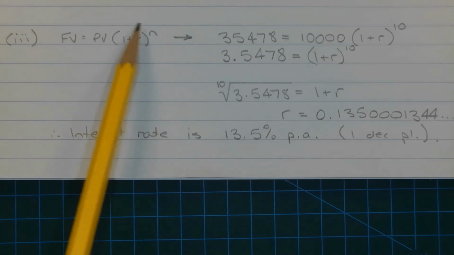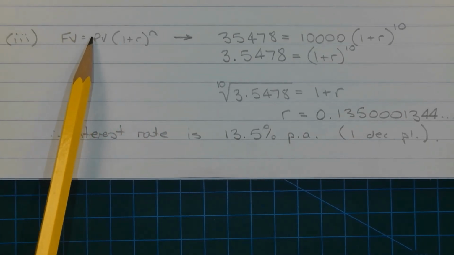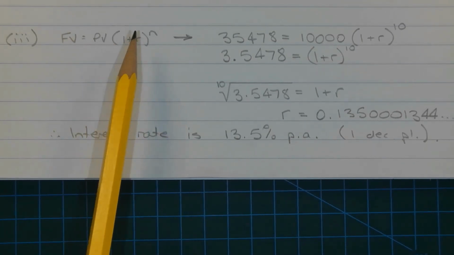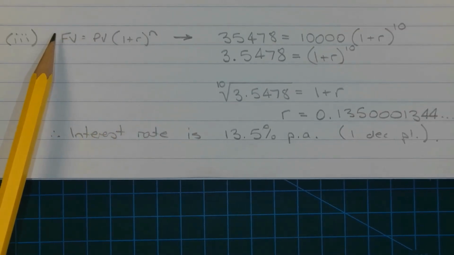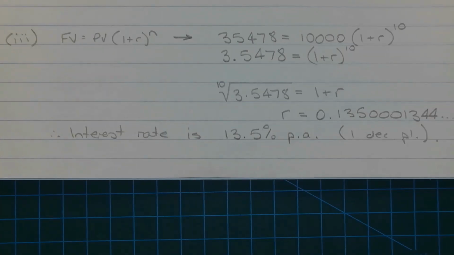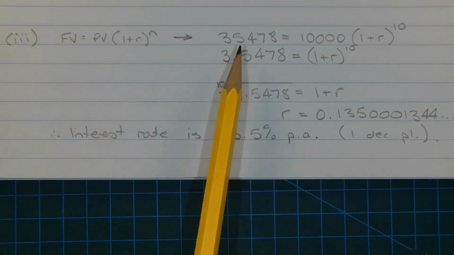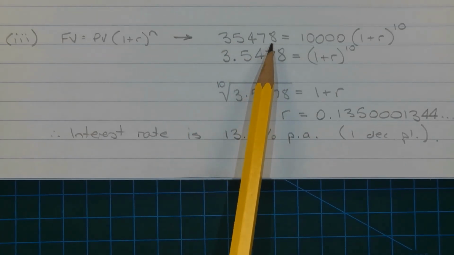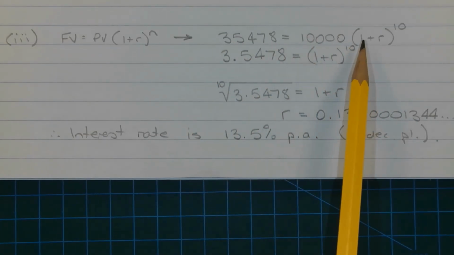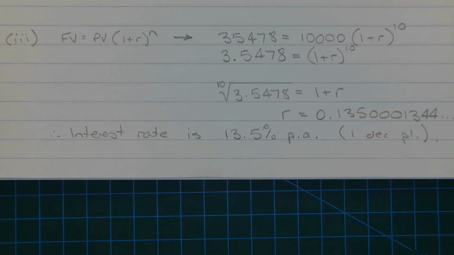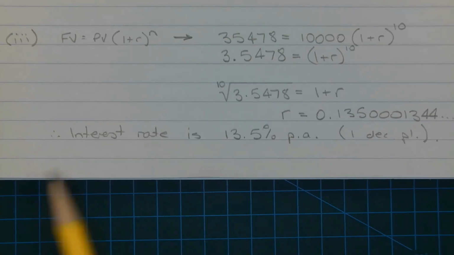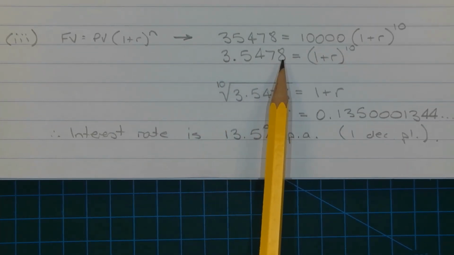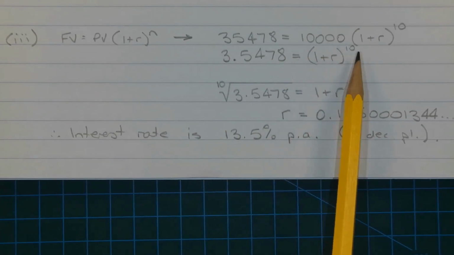Using the future value formula, that is, future value is equal to the present value times 1 plus r in brackets to the power of n, we want to solve this equation for r, knowing the future value, the present value, and n. So substituting those values for FV, PV, and n, we have 35,478 is equal to 10,000 times 1 plus r in brackets to the power of 10. Dividing both sides of the equation by 10,000, we get 3.5478 is equal to 1 plus r in brackets to the power of 10.